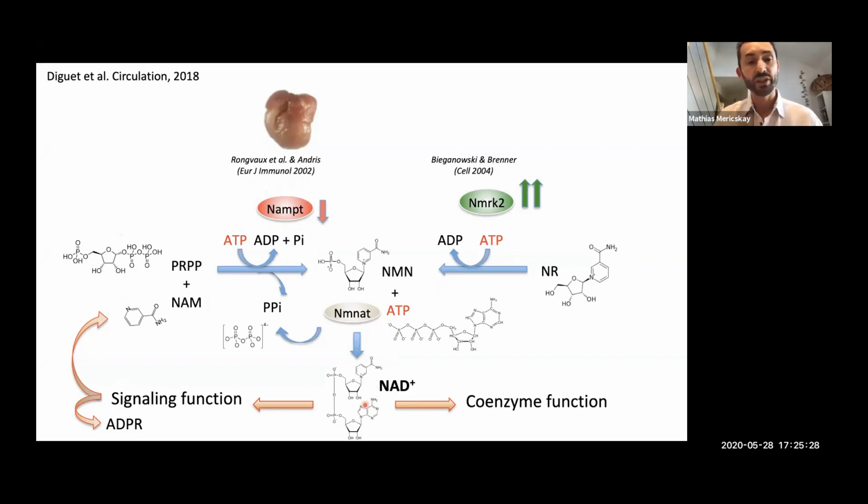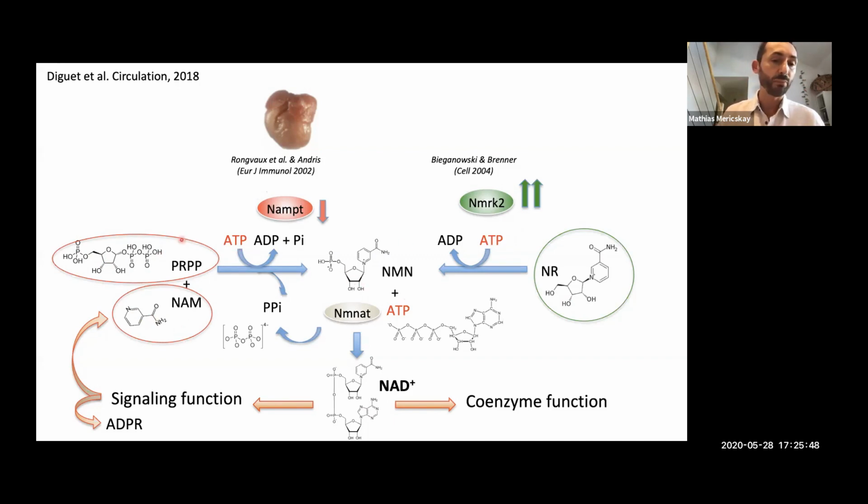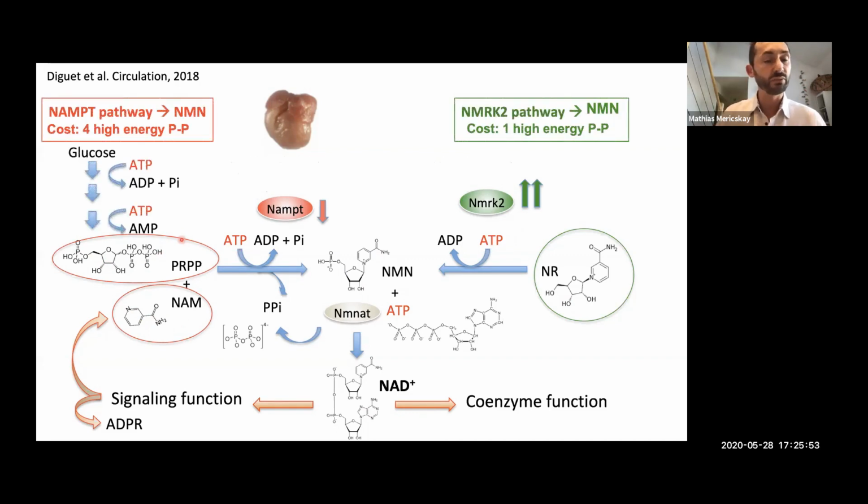One of the major differences comes from the nature of their substrates. For NMRK2, as I said, it's just a nucleoside, a single step to generate the NMN. For NAMPT, it has to add the full backbone of ribose and phosphate to the nicotinamide moiety to generate the mononucleotide. And this PRPP, the phosphoribosyl pyrophosphate itself, needs to be generated from glucose by the nucleotide biosynthetic pathways, and it has a cost in terms of ATP.